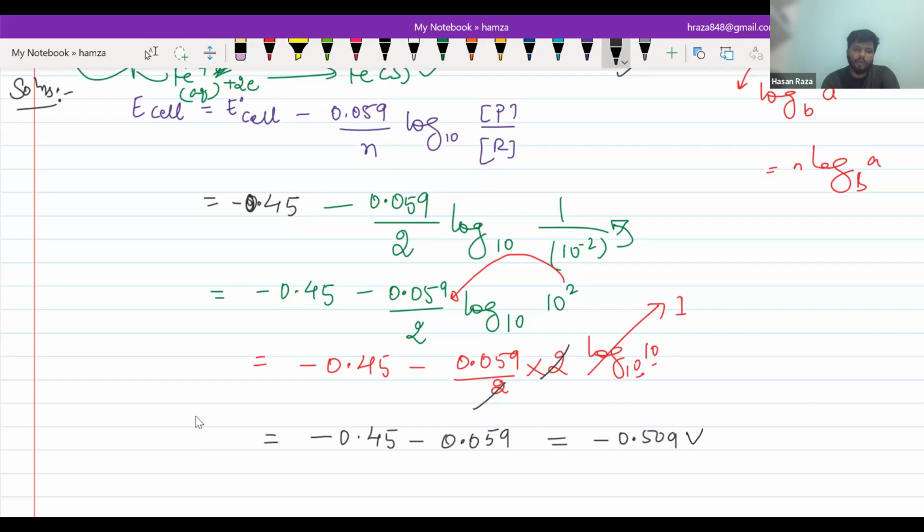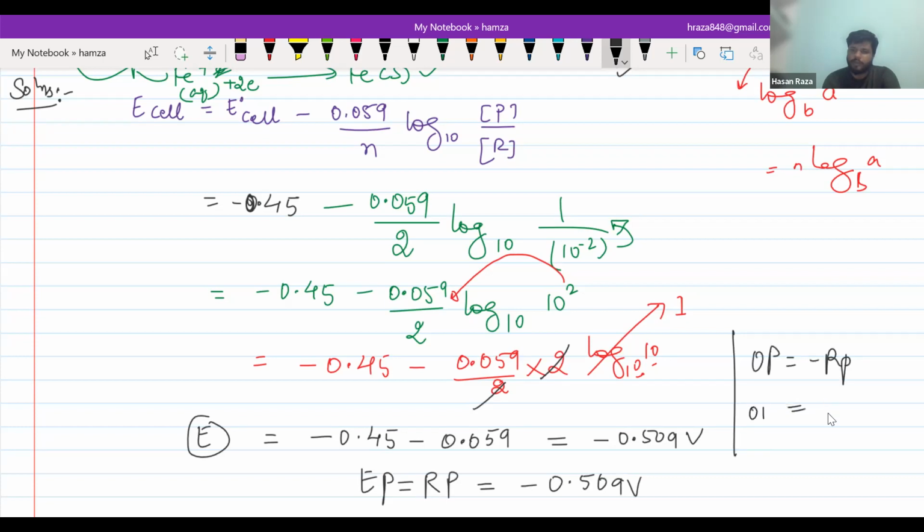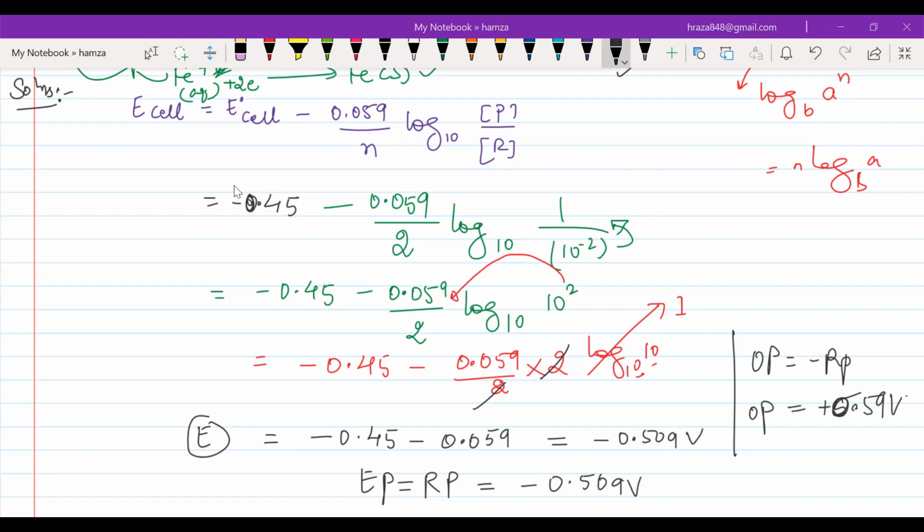0.509 volt. Now this is the electrode potential, and you know that electrode potential will be equal to reduction potential. So the value of reduction potential will also be equal to minus 0.509 volt. And you know that oxidation potential is minus of reduction potential. So minus minus multiplied becomes positive. So plus 0.509 volt. Please write. Oxidation potential will be positive. This will be negative. Let me know when you are done with this.